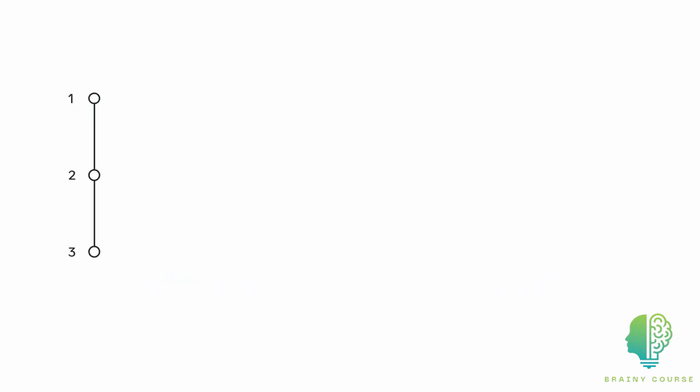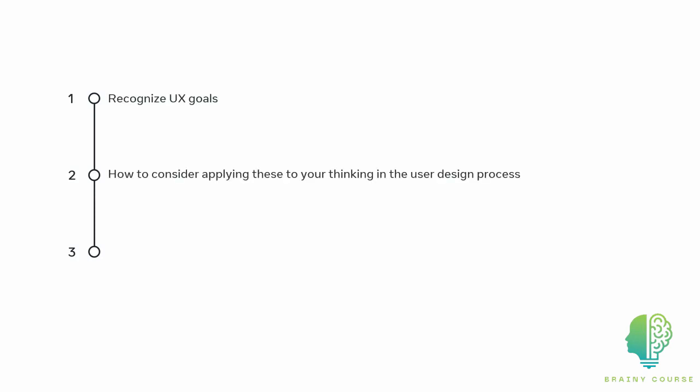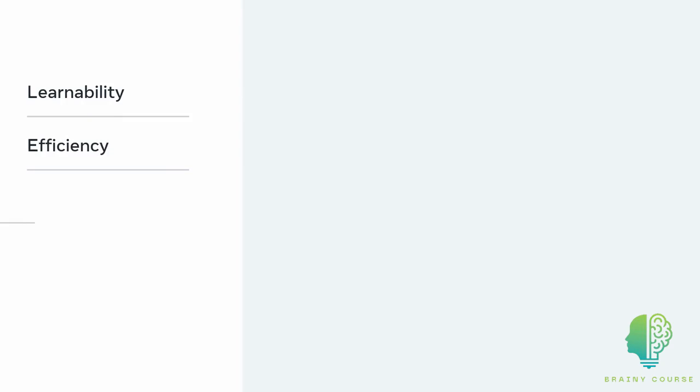In this video, you will learn to recognize UX goals, how to consider applying these to your thinking in the user design process, and to identify Nielsen's usability quality components. You will now cover usability, an essential concept in UX and UI design. Usability gauges how intuitive or easy a product is to use. Jakob Nielsen, a highly recognized professional in the field of usability, proposes that you can evaluate usability through 5 usability components. They are learnability, efficiency, memorability, errors, and satisfaction.